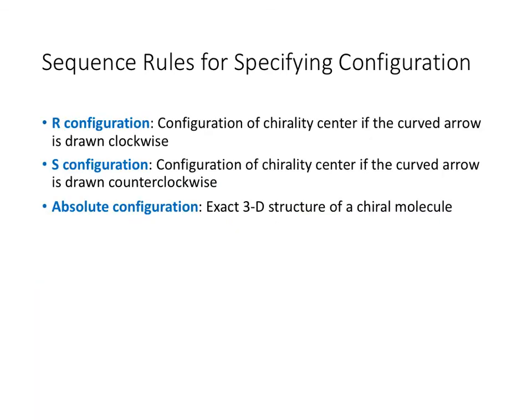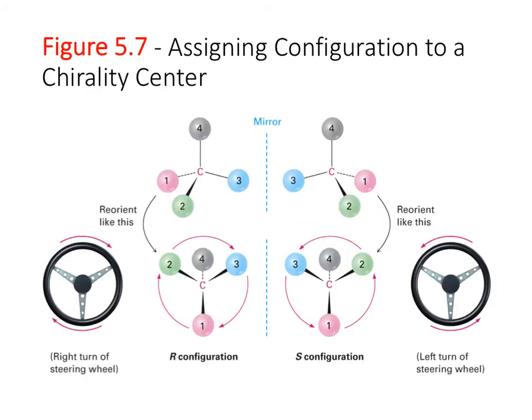The R configuration is the configuration of the chirality center if the curved arrow is drawn clockwise. The S is the chirality center configuration if the curved arrow is drawn counterclockwise. And the absolute configuration is the exact 3D structure of the chiral molecule. So what do I mean by the clockwise, counterclockwise?